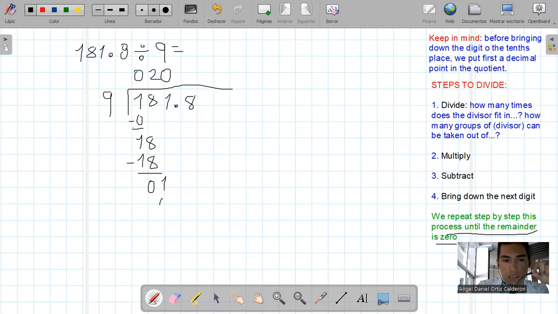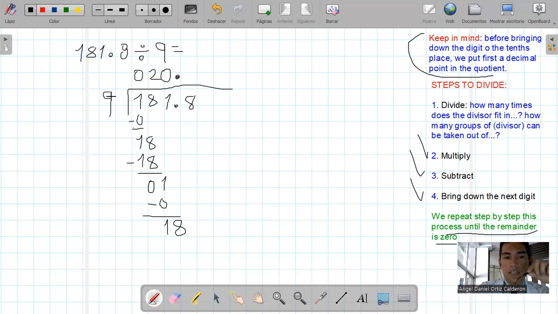0 times 9 equals 0. That was the second step, we multiply. The third step is to subtract. 1 minus nothing is equal to 1, right? That was the subtraction. We have to bring down the next digit now, but look at this, the next digit is the number 8 and it's in the tenths place. So before bringing down the number 8, we have to put a decimal point right here, and then we can bring down the number 8 here.